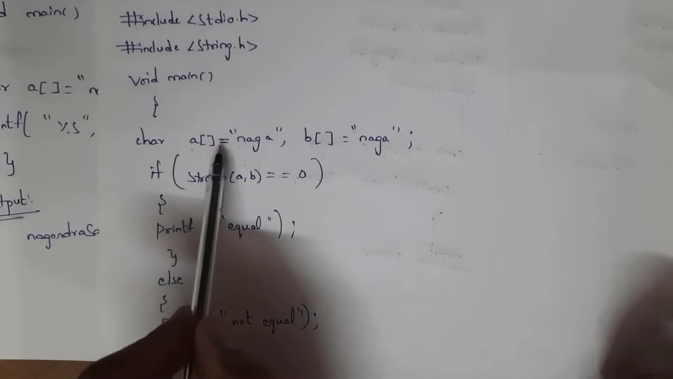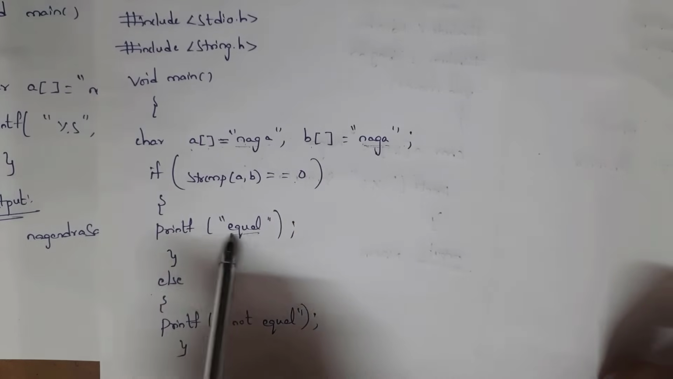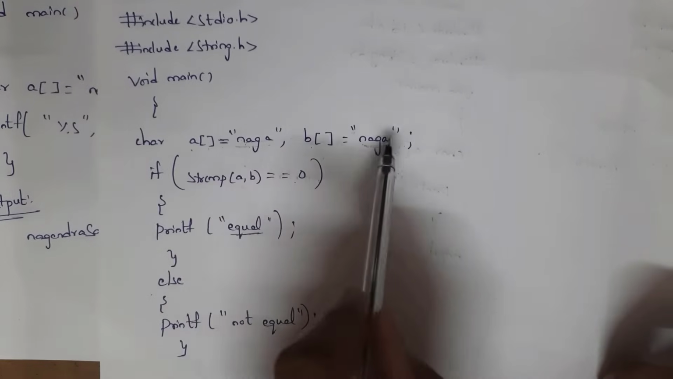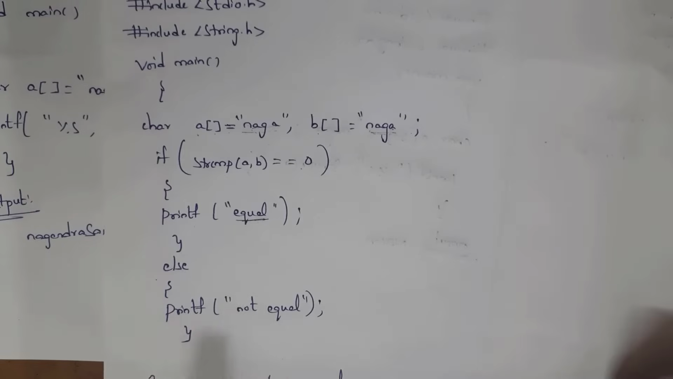Here I written A equal to Naga and B equal to Naga. These both are same. So I will get output as equal. For example, here I written Naga, and then here I written some other name like Raju, then both are not equal. So I will get output as not equal. This is example of string compare function.